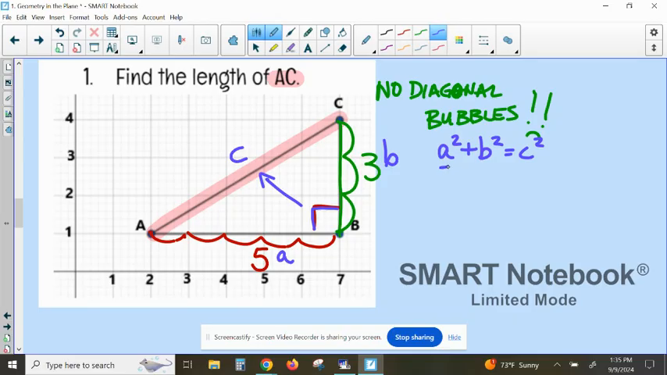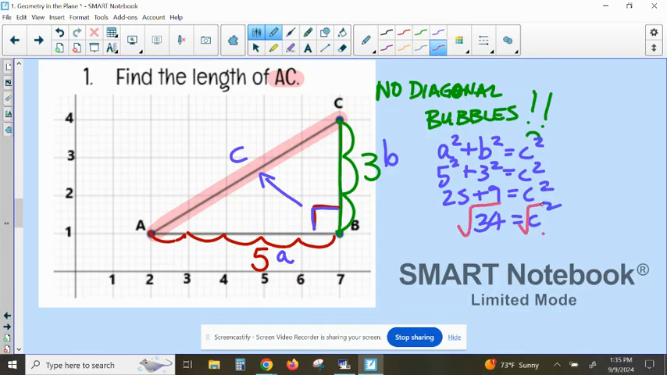Okay, so we have 5 squared plus 3 squared equals c squared. So you had 25 plus 9 equals c squared. And then you had what? 34 equals c squared. And then you took the square root and you got c to equal what?